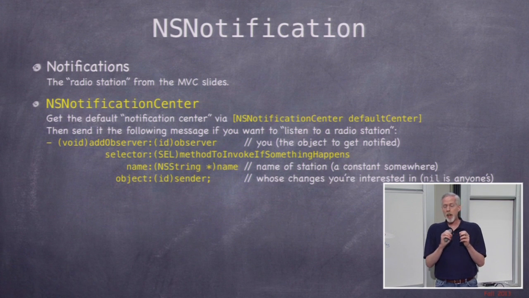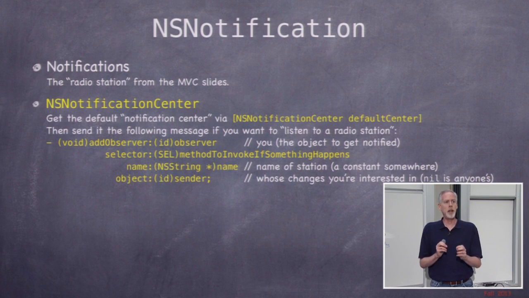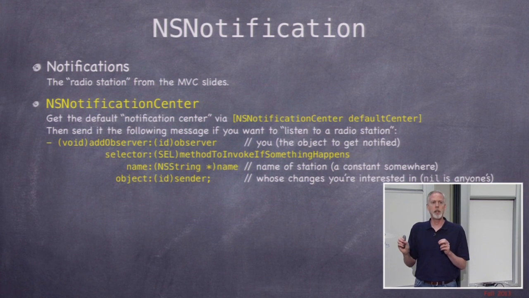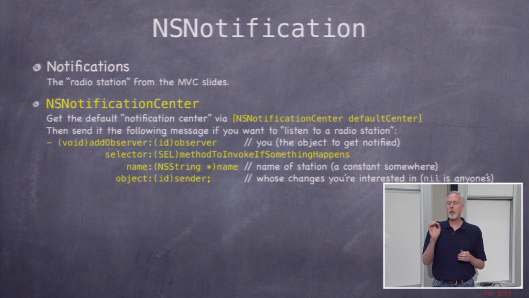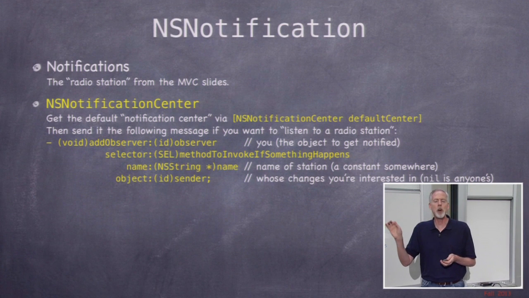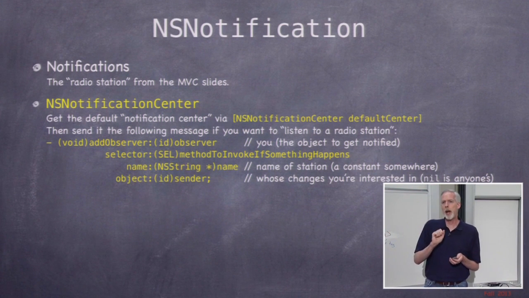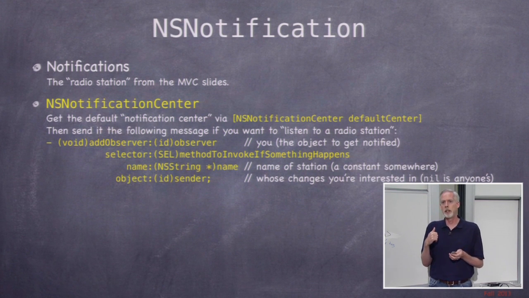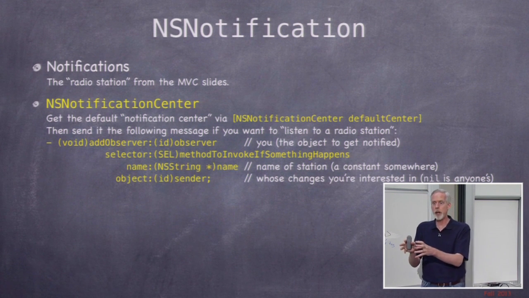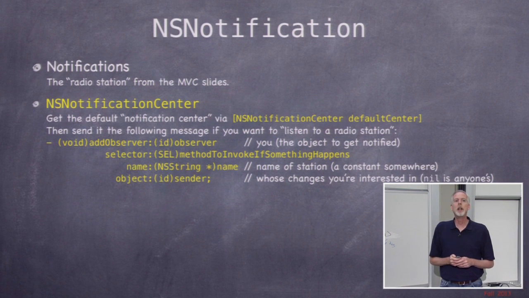Selector is the method inside of the observer that you want to be called when something appears on the radio station. Some broadcast happens. Name is the name of the radio station, which radio station you want to listen to. And object, the sender there, is if you only want to listen to radio station broadcasts that come from a certain other object. Often you pass nil here, which means if anyone broadcasts on that frequency, I want to hear it. But it is possible in certain cases to say I'm only interested in changes in the radio station generated by this object.